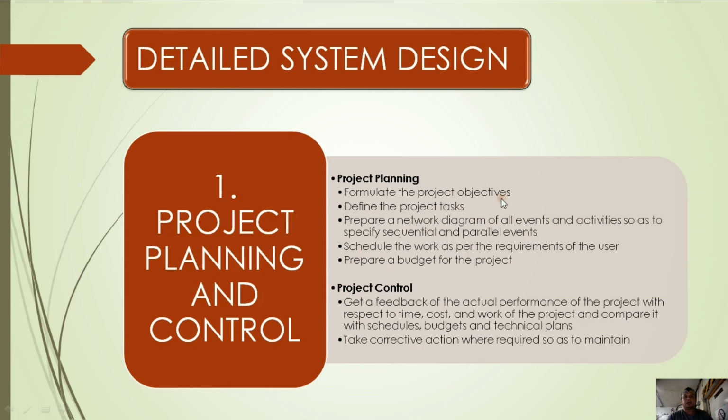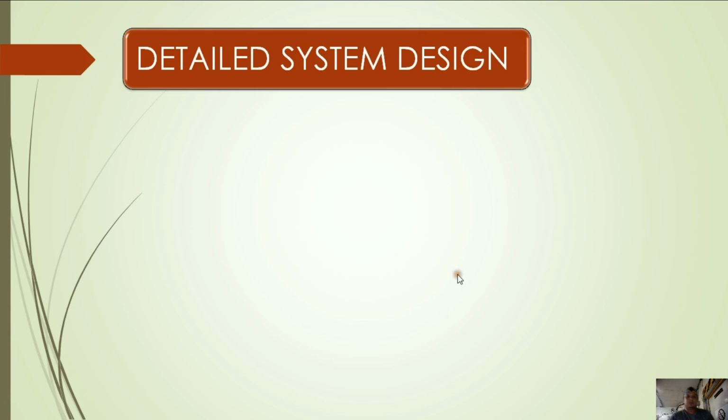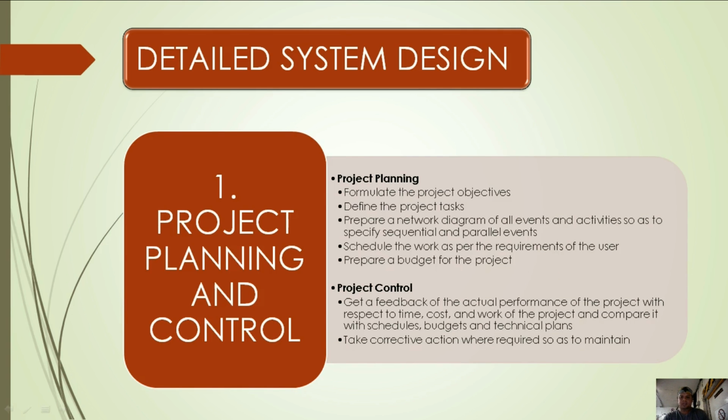In the conceptual design, we already predetermined the objective, so now we need to finalize the objective of the project. And also, during the objective, we can also set a budget so they can release the budget in time of the implementation. While in project control, get feedback of the actual performance of the project with respect to time, costs, and work, and compare it with schedules, budget, and technical plans. Take corrective action when required so as to maintain.